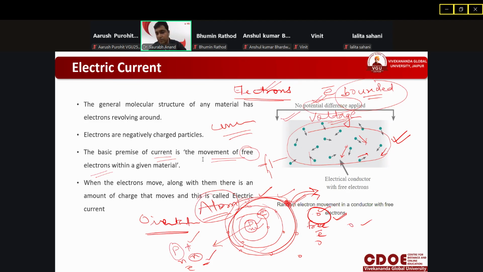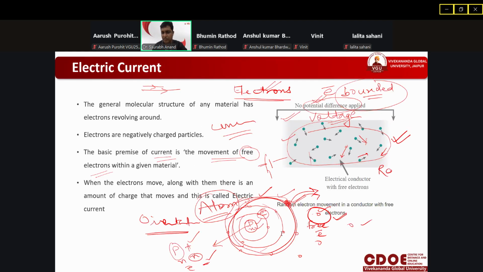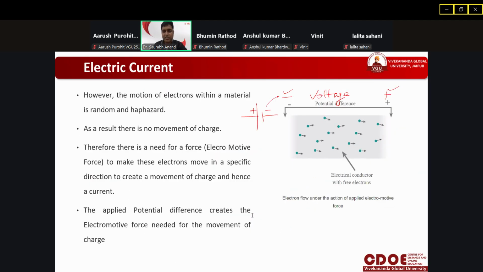But current should flow in a particular direction. If current is flowing in this direction, it means all the electrons are moving in this direction only. But due to this random movement, it is not possible. So for this, we will apply a potential difference, that is voltage. So we have now applied voltage across this material. Suppose this is the positive terminal and this is negative, using a battery as the source. After applying this voltage, the random motion which was here is now not random, it is in a particular direction.